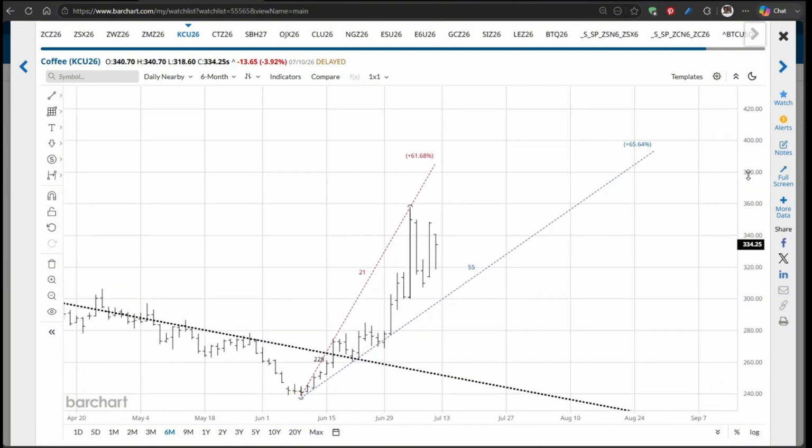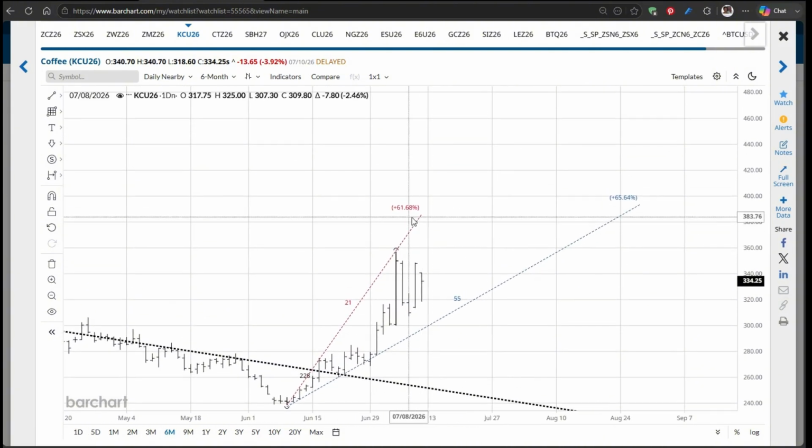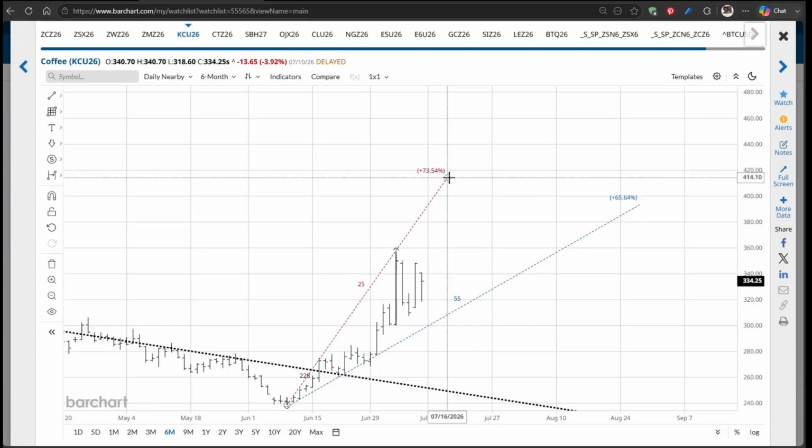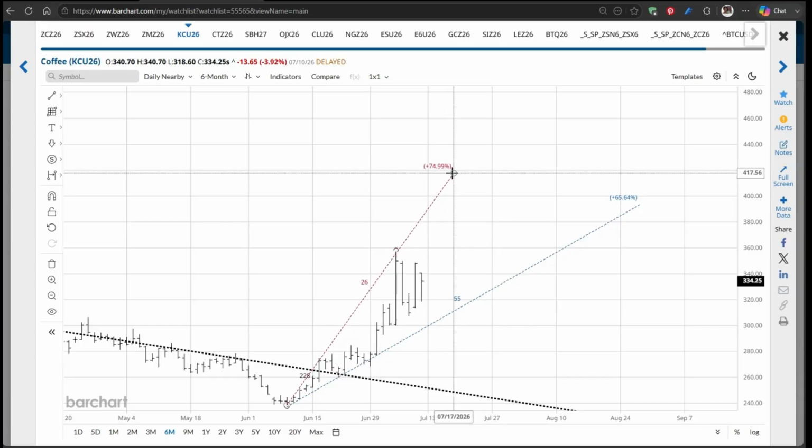You just keep working. I think 75 would be my next target, 75%. And there's 75, and that's definitely in the range. There's 75 on July 17th. Now, you just keep going, right?